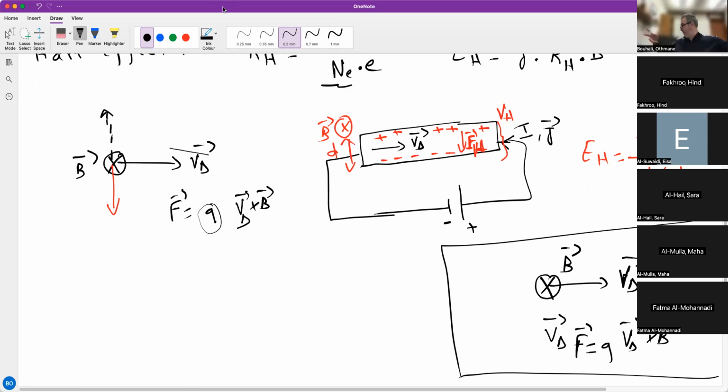Okay, so with the bottle, I take the bottle. Okay, this is the bottle. So I have V and I have B going inside the page. So I want to do V cross B, right? If I want to do V cross B, I am opening the bottle. So it is going up, but I have Q, which is the negative charge, so it's going down. Is it okay? Yes. Okay.